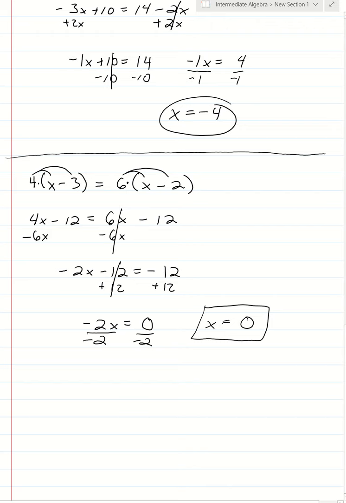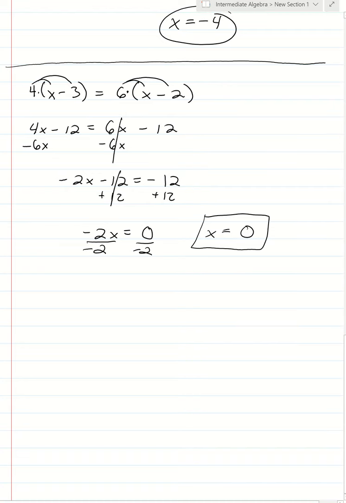Sometimes people panic when they get a solution of 0. They don't like a solution of 0. And it's perfectly fine to have a solution of 0. Okay? If you have a solution of 0, that's your numerical value. Okay? Let's try another one.